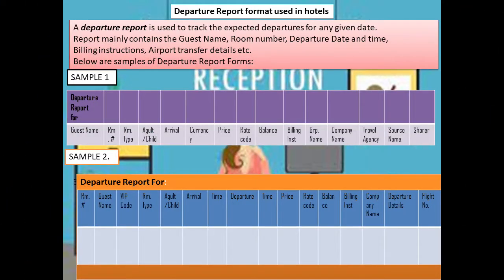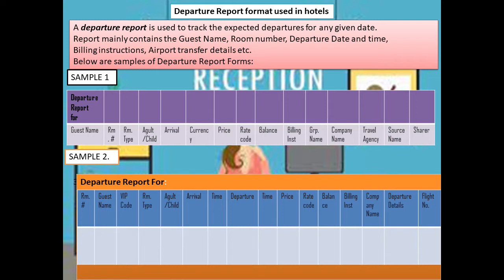And now for the departure report format used in hotels. A departure report is used to track the expected departures for any given date. The report mainly contains the guest name, room number, departure date and time, billing instructions, airport transfer details, etc. Below are the samples of departure report forms.